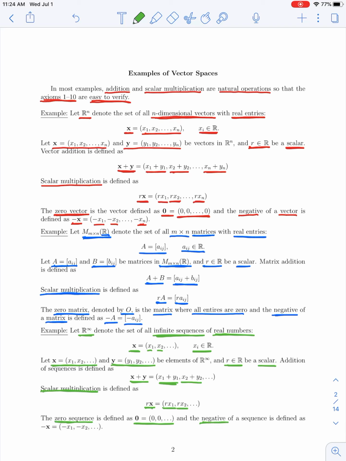And the negative of a sequence would be defined as the sequence where each term in that sequence is the negative of the corresponding term in x itself. So these are some classic examples of vector spaces. Now we can also consider, which we've dealt with a little bit already in this course, not infinite sequences so much, but vectors or sequences of fixed length.